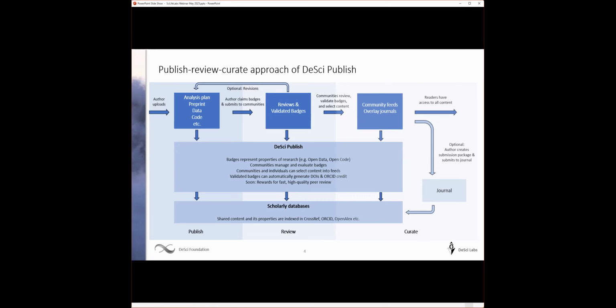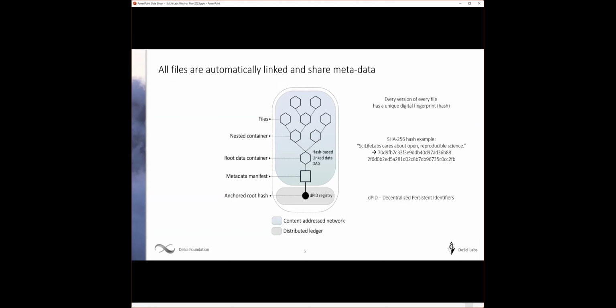You can obviously, at any point in time, also submit your article to a journal, and you can even take an open access article or a preprint version of that after it was published and put it into DeSci Publish and add data and code, and then basically claim badges for that and get recognition for having shared these additional resources. And as I said, DeSci Publish is integrated with the scholarly infrastructure such as Crossref and ORCID, so it automatically generates credit for the work that you've been doing.